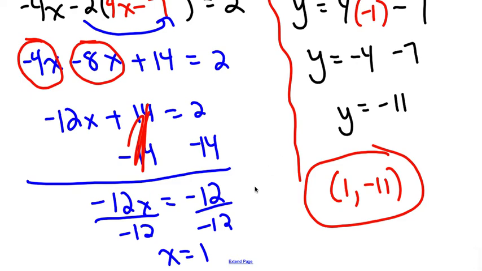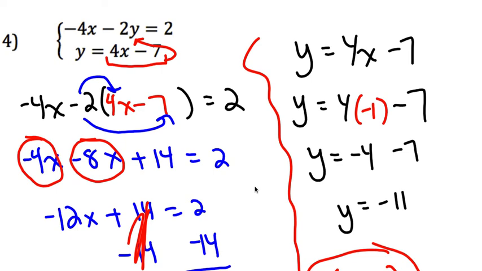If it's an x and a y, or a w and an r, or an a and a b, it's always alphabetical, okay? So 1, negative 11 is your final answer. And if you want to check your work and you want to know if you did this correctly, if you plug 1 into the other equation for x, you have to get negative 11, okay? If you end up getting something different, then you know you did something wrong, okay? So just keep that in mind.